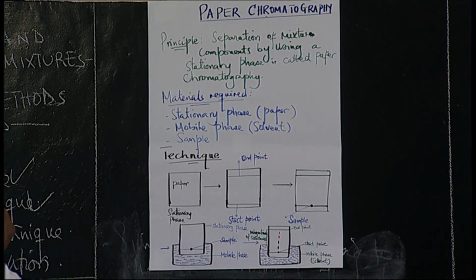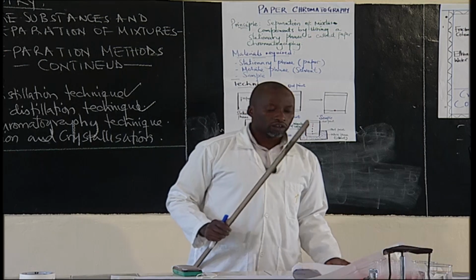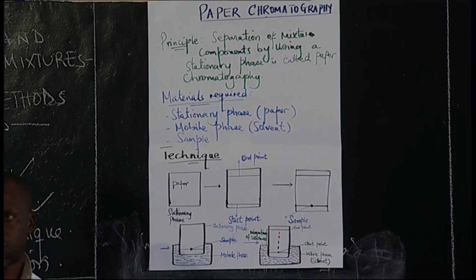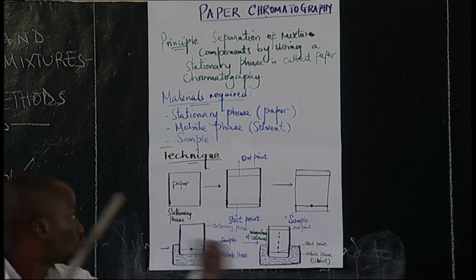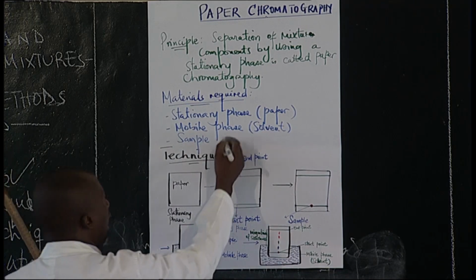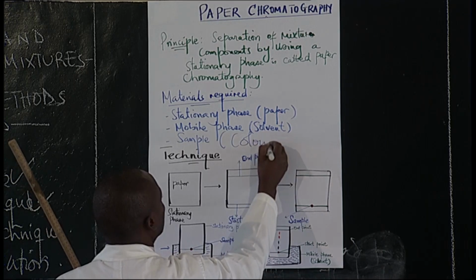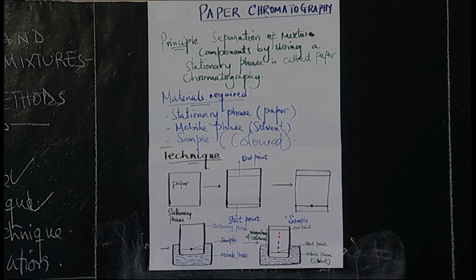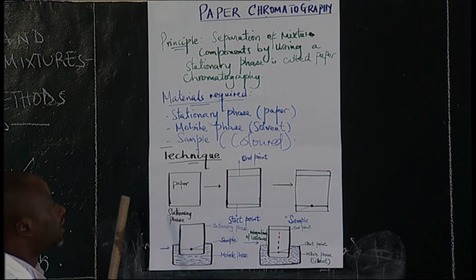The stationary phase is a paper. That is what it is called, a stationary phase. Not any paper like this one. We'll see the type of paper that is required. Then you need a mobile phase. That is a solvent which is moving. And then you have the sample. In most cases, the samples have to be colored. In most cases, but not always, this separates colored materials.